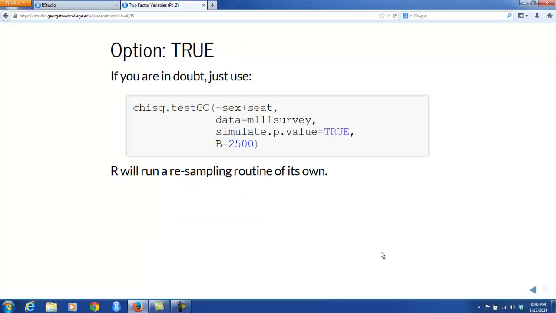Now, sometimes people can be in doubt as to whether it's best to use simulate.p-value equal to fixed or simulate.p-value equal to random. If you're ever in doubt, just use simulate.p-value equal to TRUE. R will run a resampling routine of its own, different from the fixed and different from the random, but one that's perfectly respectable and will yield some pretty similar numbers.